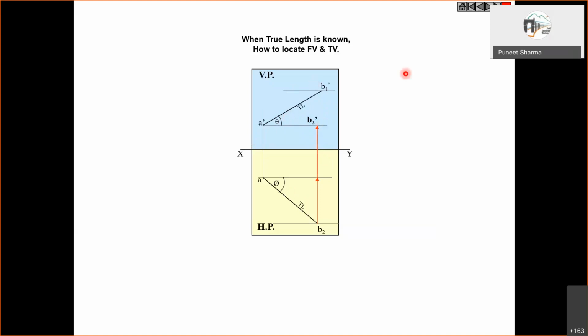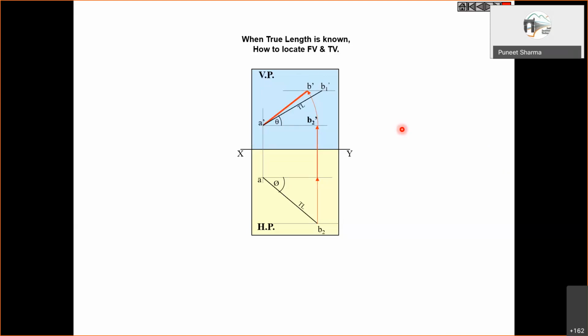this B2 dash can be brought to this level. That is done in the next step. This B2 dash is brought to the level of this B1 dash. So this actually will be the location for the actual front view.